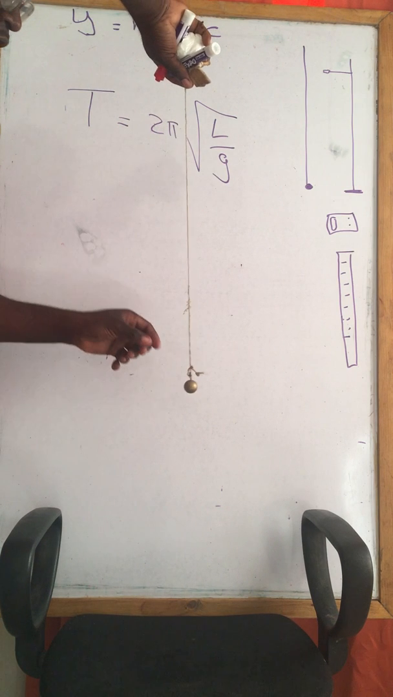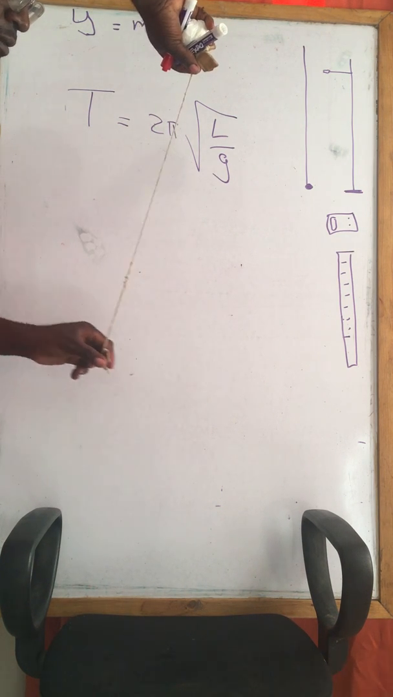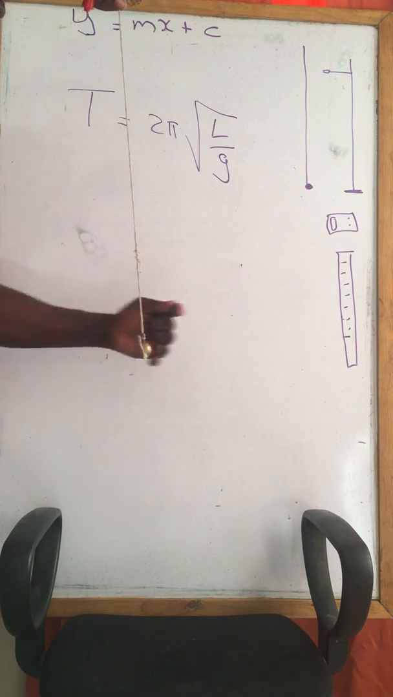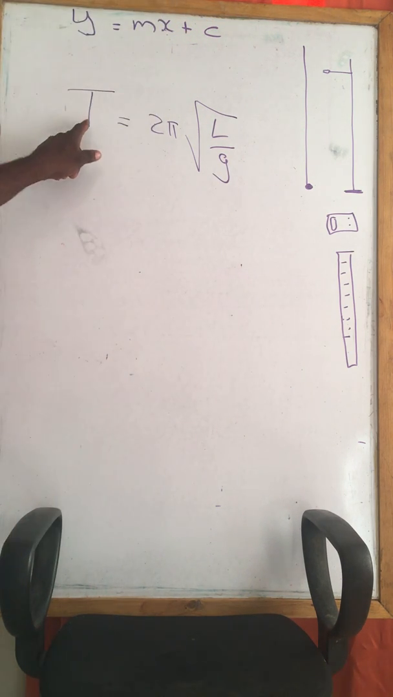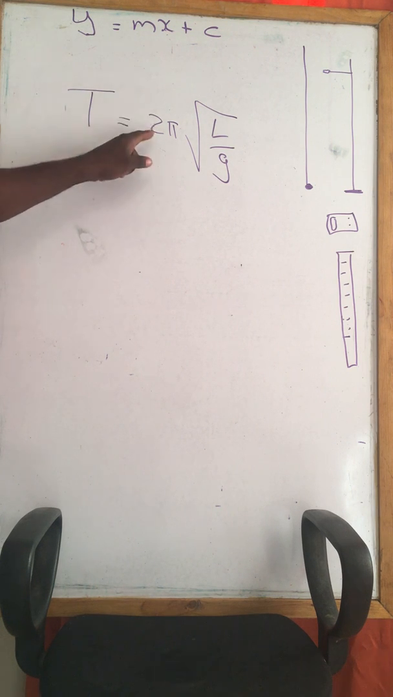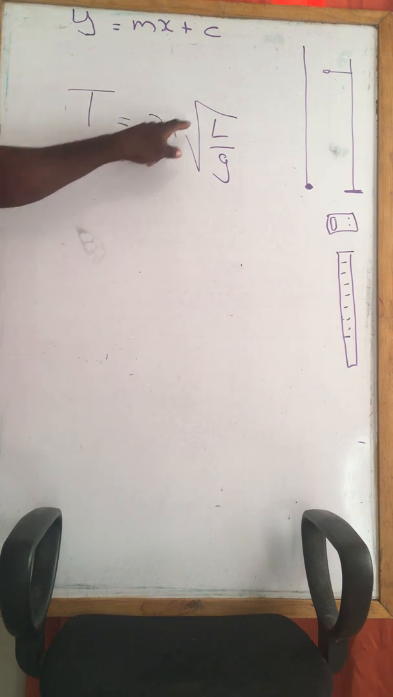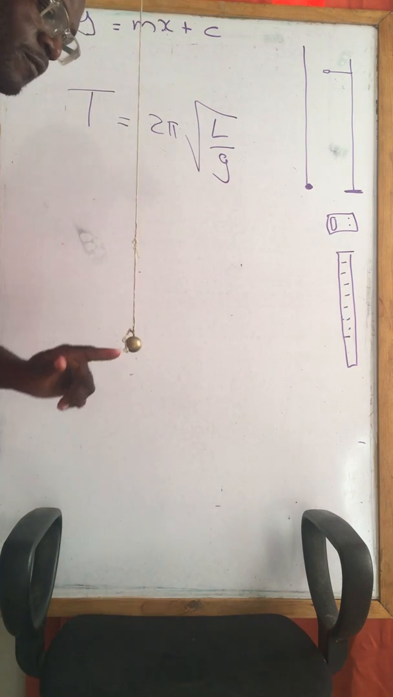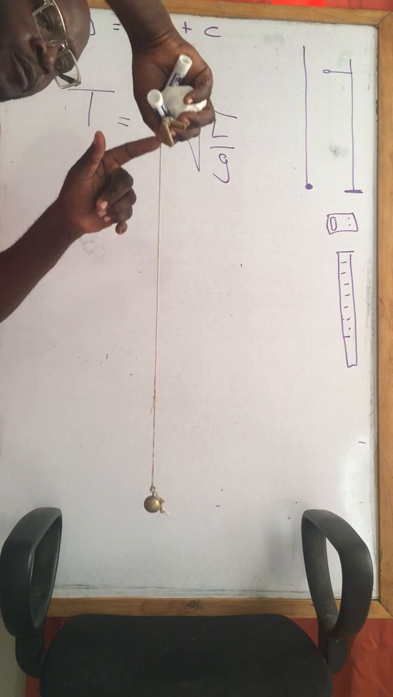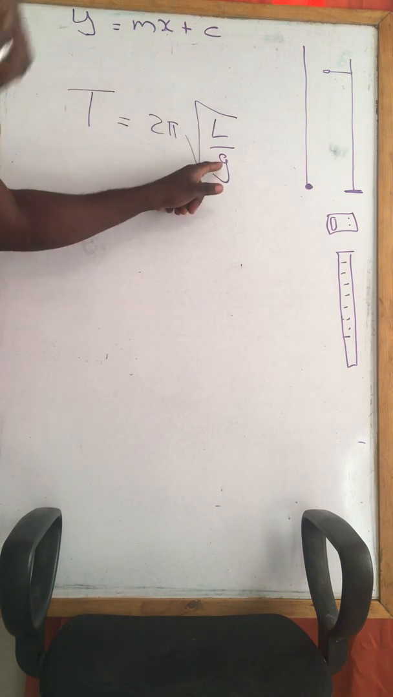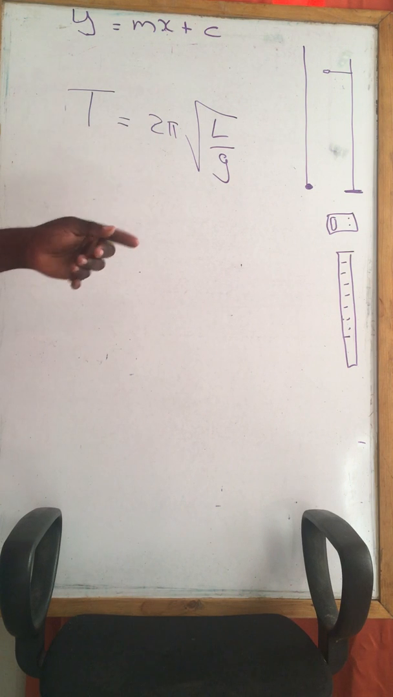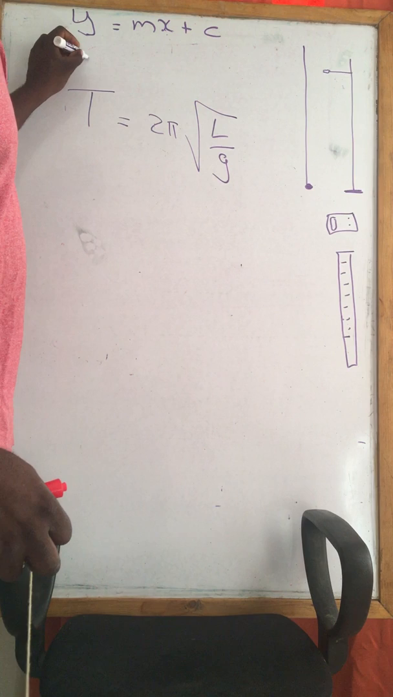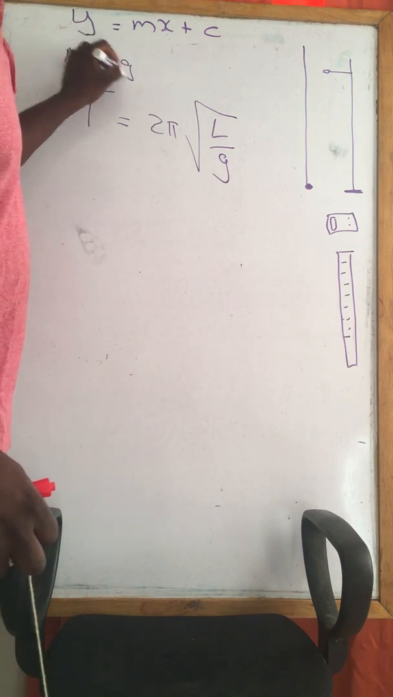Let's say I pull this pendulum to the side like this, and I release it and it comes back. The time it takes to do that to and fro is equal to T. And that is equal to 2 pi square root of L over G, where L is the length of the pendulum from the center to the tip up here, and G is gravity. And let's say our aim is to find G.